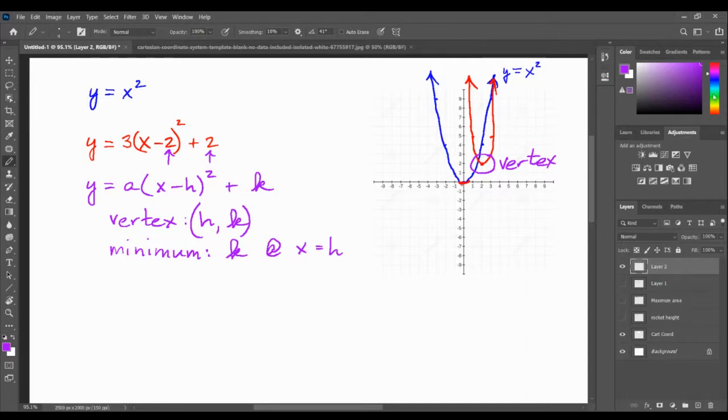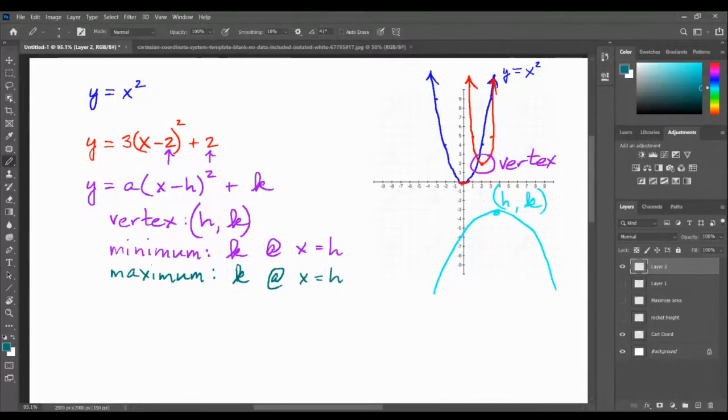Now, sometimes we get those parabolas that open down like that. So again, this is my vertex, my HK. We would just have a negative out in front because we're reflected about the x-axis. Well, now that becomes our maximum. So the maximum is also k, but only for those parabolas that open down, again, at x equals h.